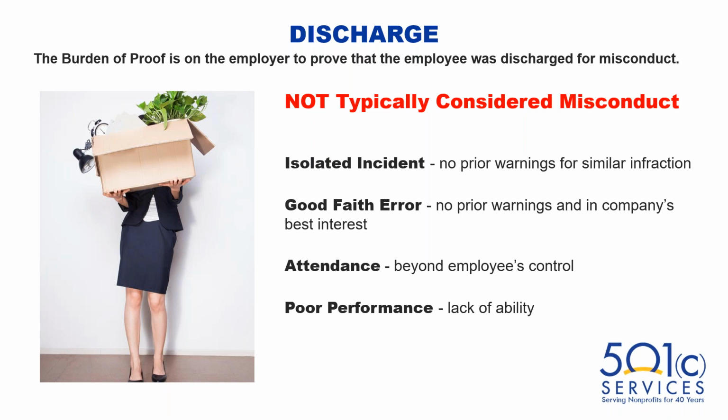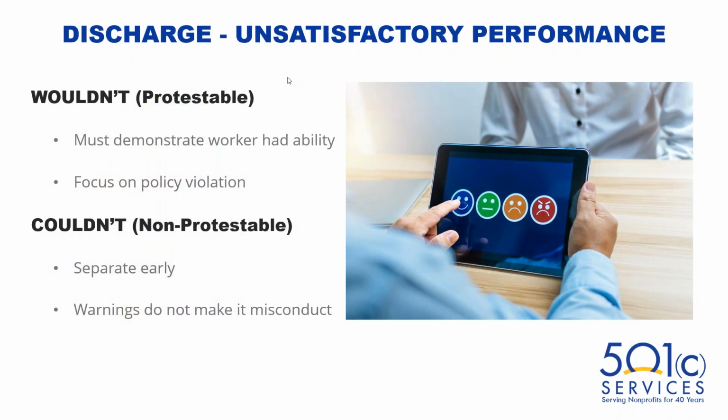So the last one I want to talk about is poor performance. And this one gets an entire slide of its own. It can be a little bit controversial. All right. So an easy way to think about unsatisfactory work performance is wouldn't versus couldn't. Okay, so the worker wouldn't do the job or the worker couldn't do the job.